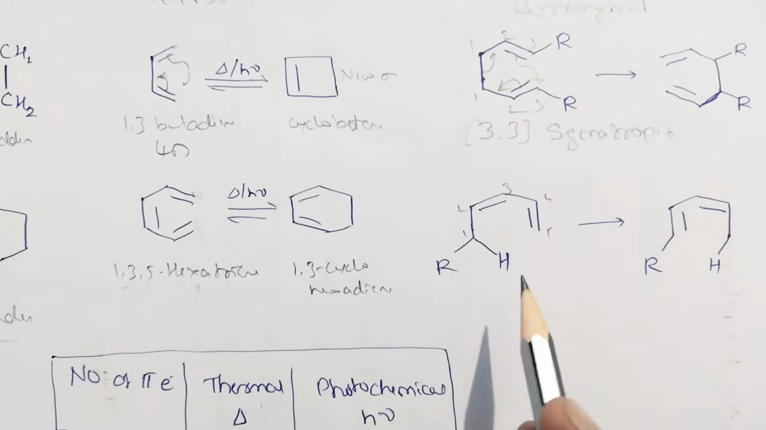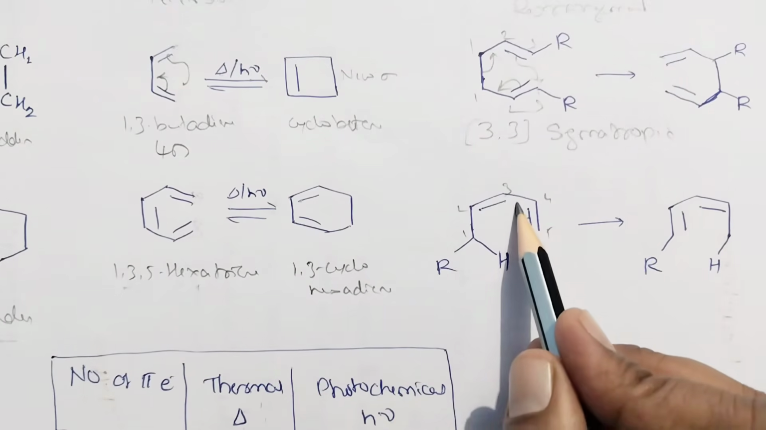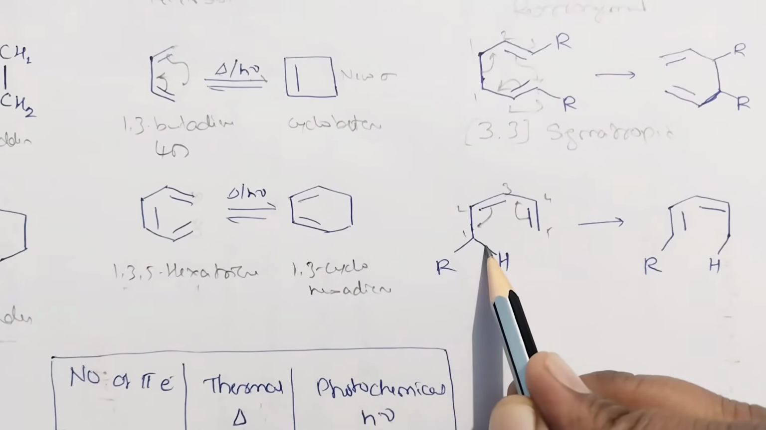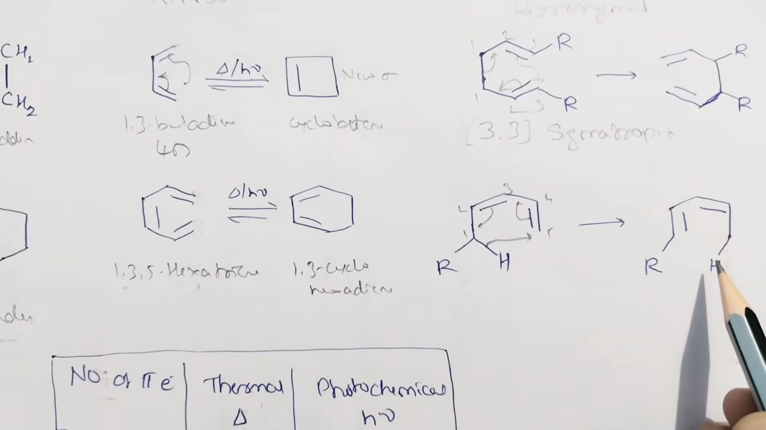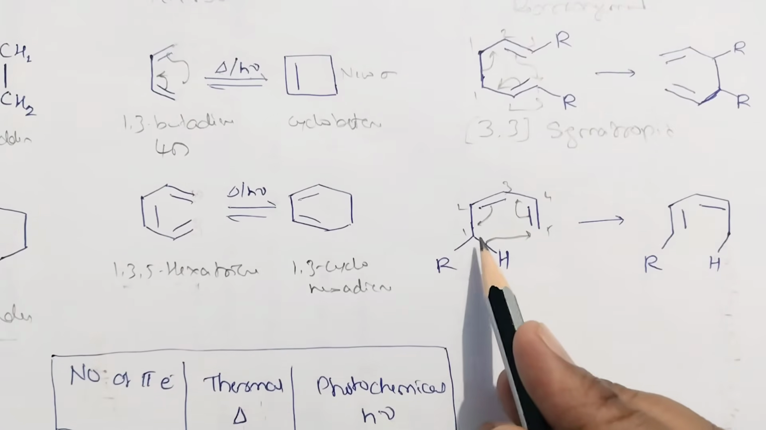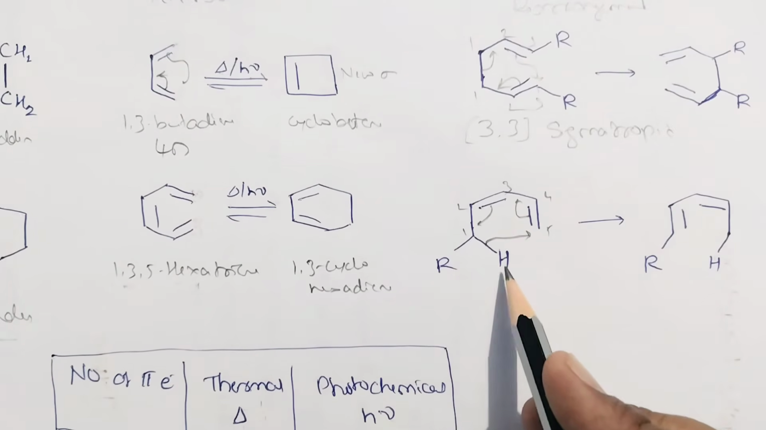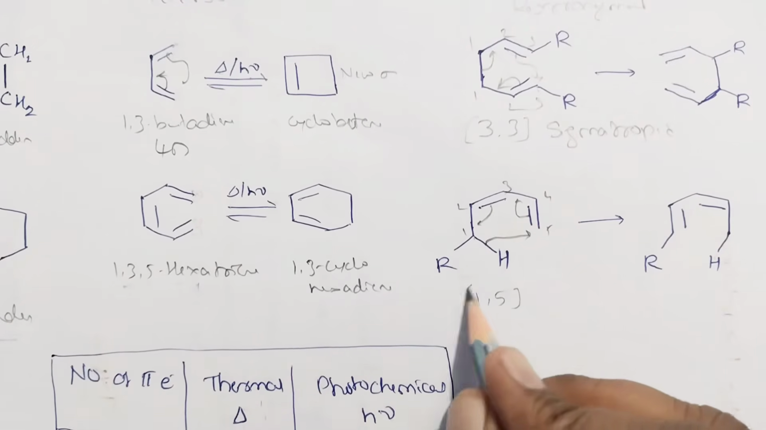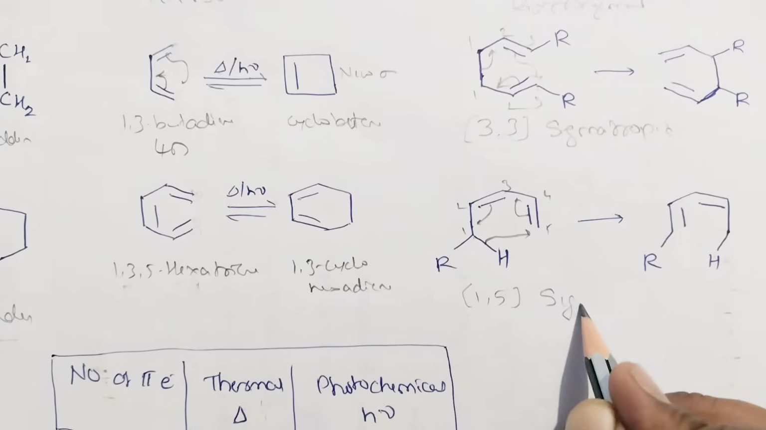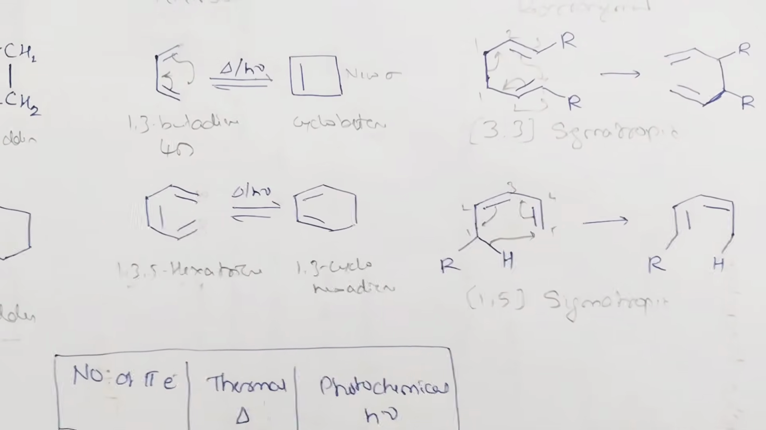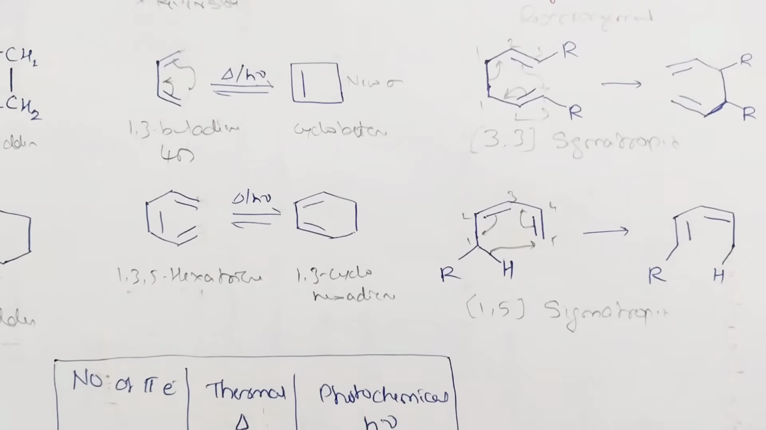This pi electron shifts here, this pi electron shifts here, this sigma bond breaks and it shifts here. There will be a new bond at the 5th carbon atom. Hence it is the shift of this hydrogen from 1 to 5. Hence it is called a 1,5 sigmatropic rearrangement. These are sigmatropic rearrangement reactions.